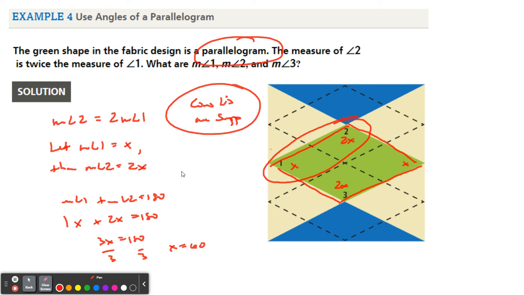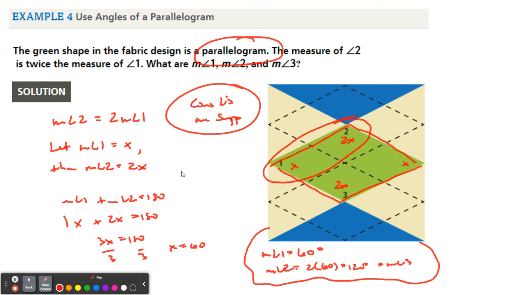So if we just plug it in, the measure of angle 1 is going to be 60. The measure of angle 2 is going to be 2 times 60, which is 120 degrees. And that's also going to be the measure of angle 3, because it's opposite angle 2. So angle 1 is 60, angle 2 is 120, and angle 3 is 120. And there you go. Done.